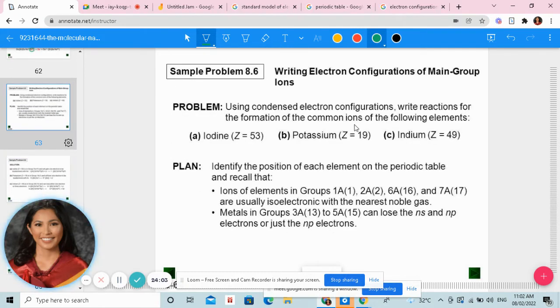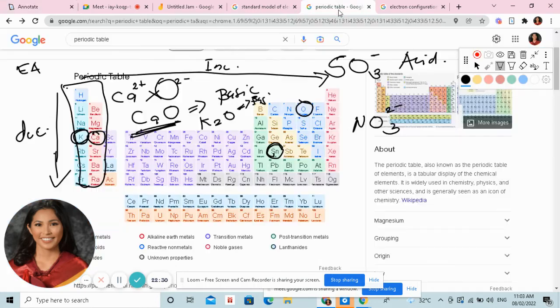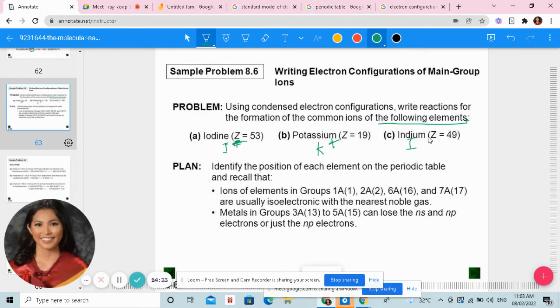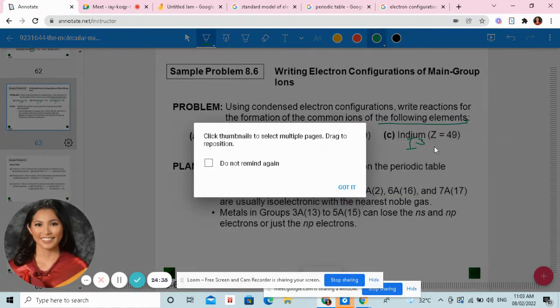For the formation of common ions of the following: iodine will become I minus, potassium K plus. Indium, where is indium? It is I3 plus.